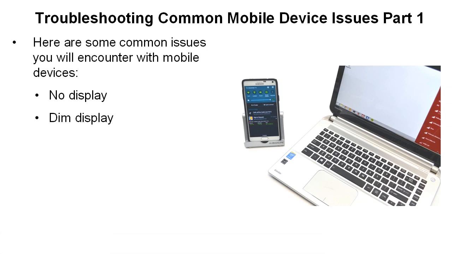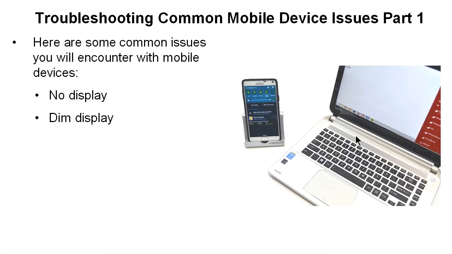Then you have dim display. Well, with this, for both types of devices, you want to check the brightness setting first. It might be set to auto like this is, and that could cause problems when you get into a bright area, as I mentioned before. Now, a dim display could also be because the power is low. If you're running on battery, the automatic power saving settings will usually reduce the brightness so that you can still use the device at low battery power.